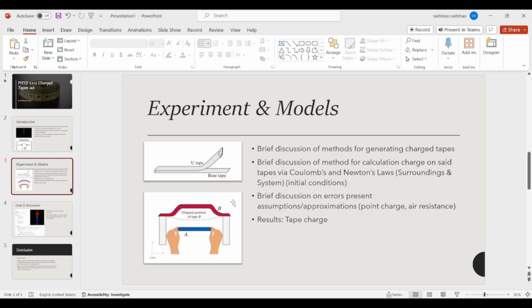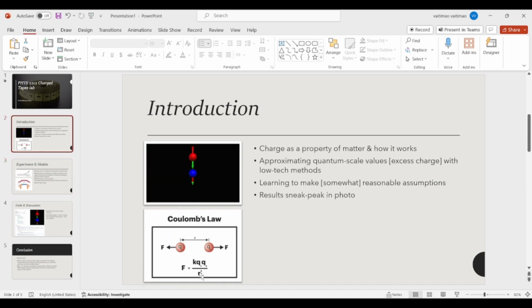Now, to actually calculate the excess charge, we would record the distance at which the upper tape begins to levitate due to the lower tape. So we would get the distance between the initial position of the upper tape and the lower tape's position. Once the upper tape begins to float, according to Newton's law, that means it's in equilibrium, meaning that the gravitational force is equal to the electrical force. So we plug in that force value, because we know the mass of the tape, into the Coulomb equation, and we also plug in that distance.